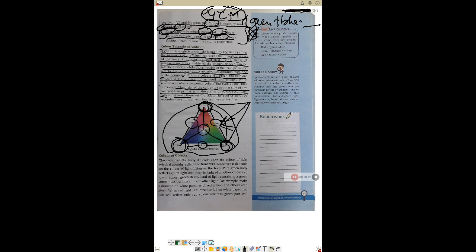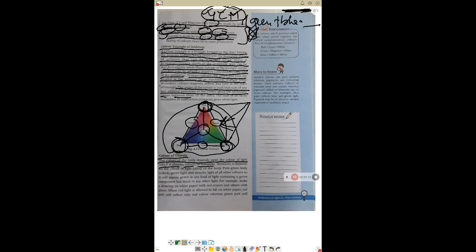Understand? Now comes colors of objects. The color of the body depends upon the color of the light which it absorbs, reflects, and transmits. So you see around you, trees are green in color, isn't it? You can see many different flowers which have different colors, isn't it? You can see so many things in and around you which have different colors. So how are those colors formed actually? How are you able to see?